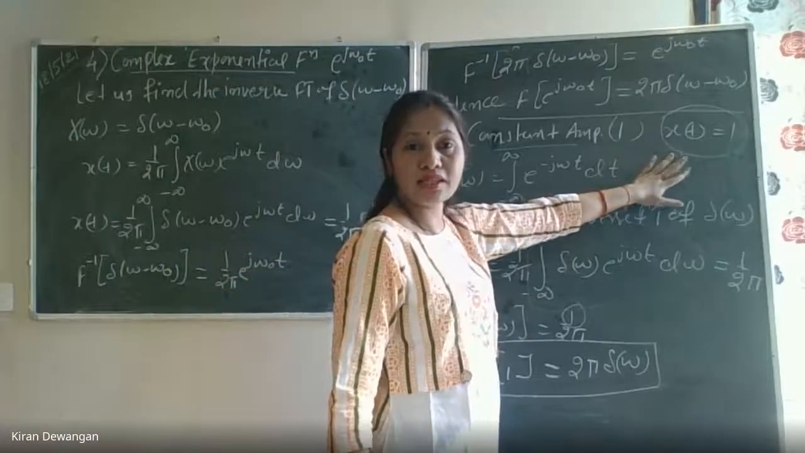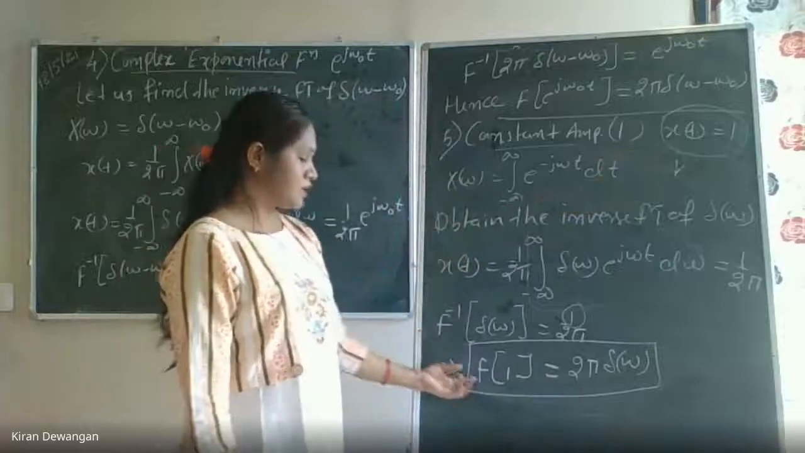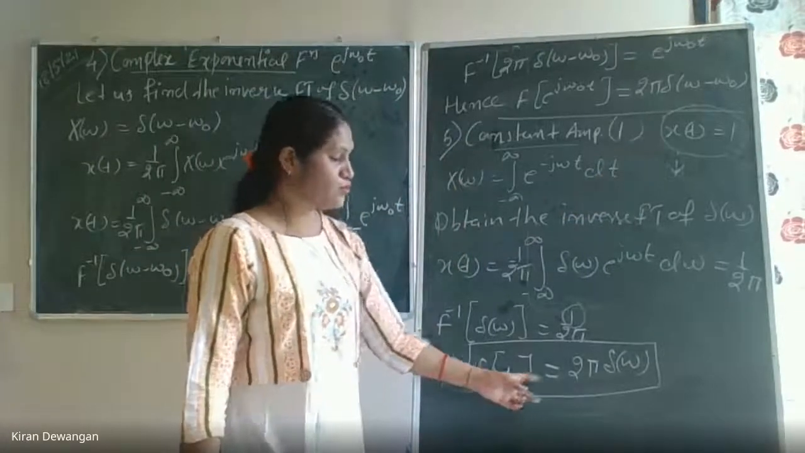Now since here x(t) is just a constant value 1, in that case, we can have the Fourier transform of 1 as 2 pi del omega.